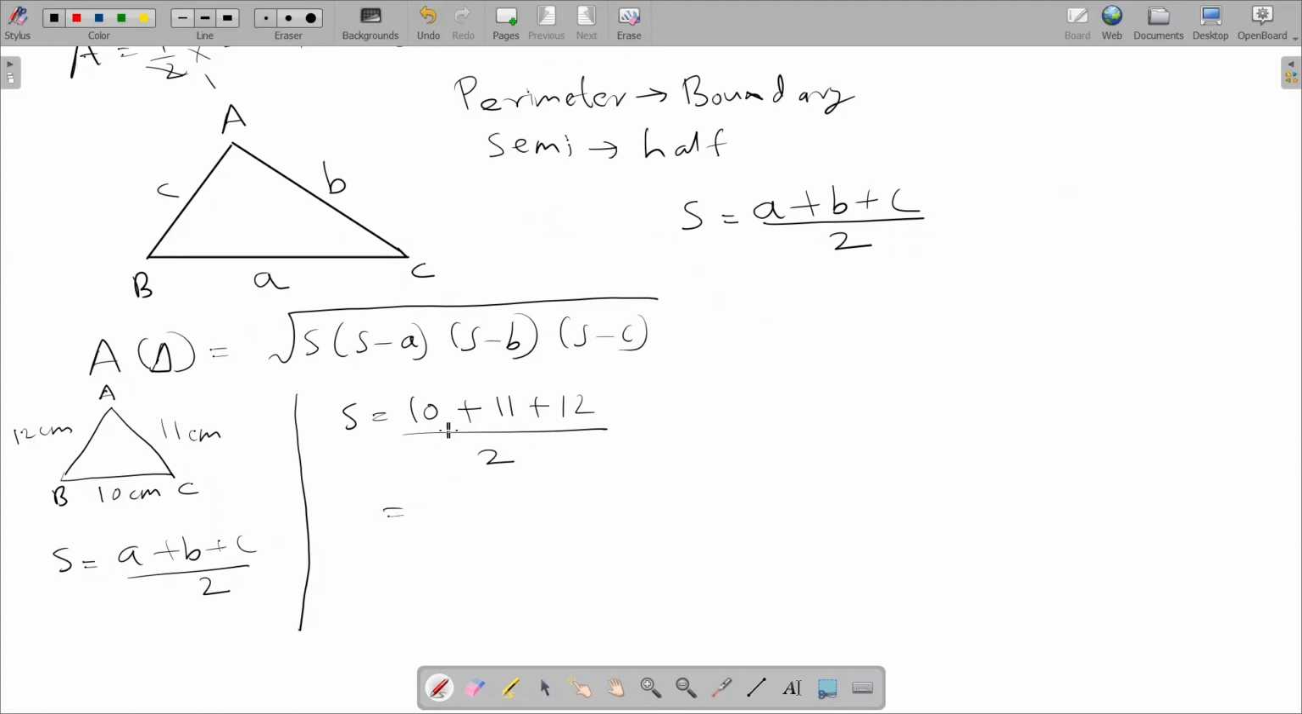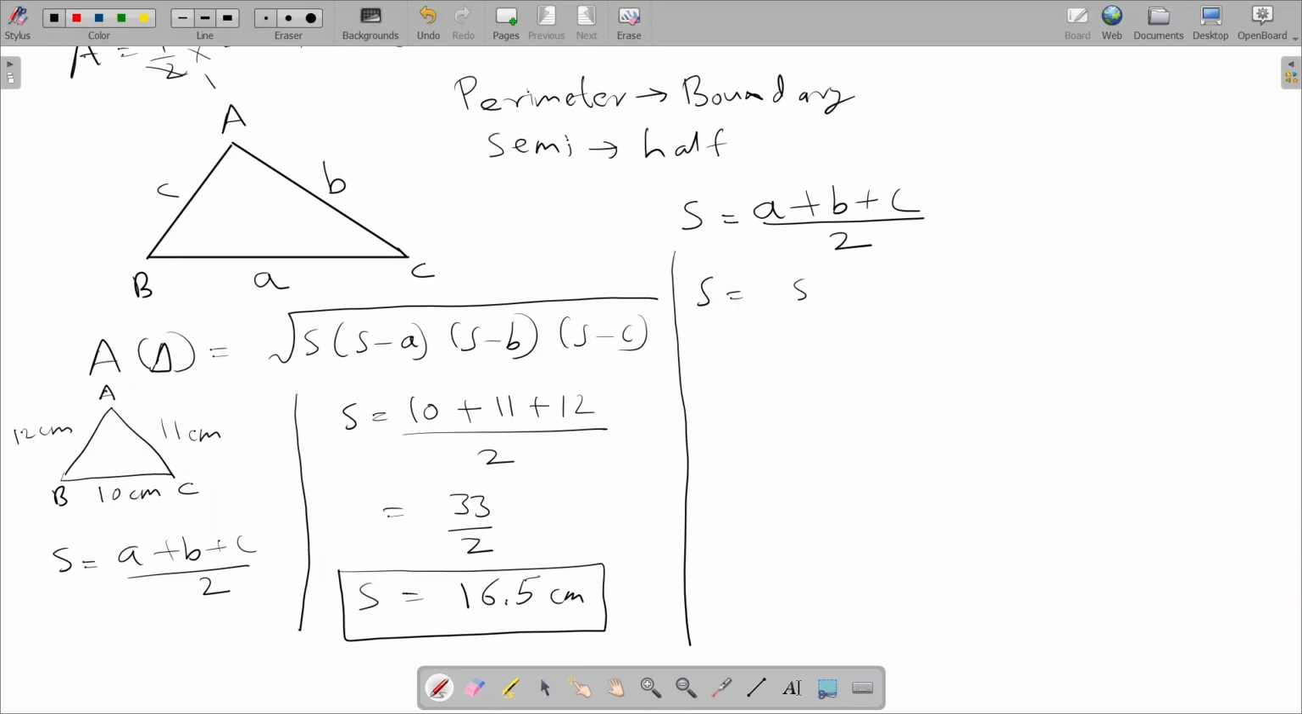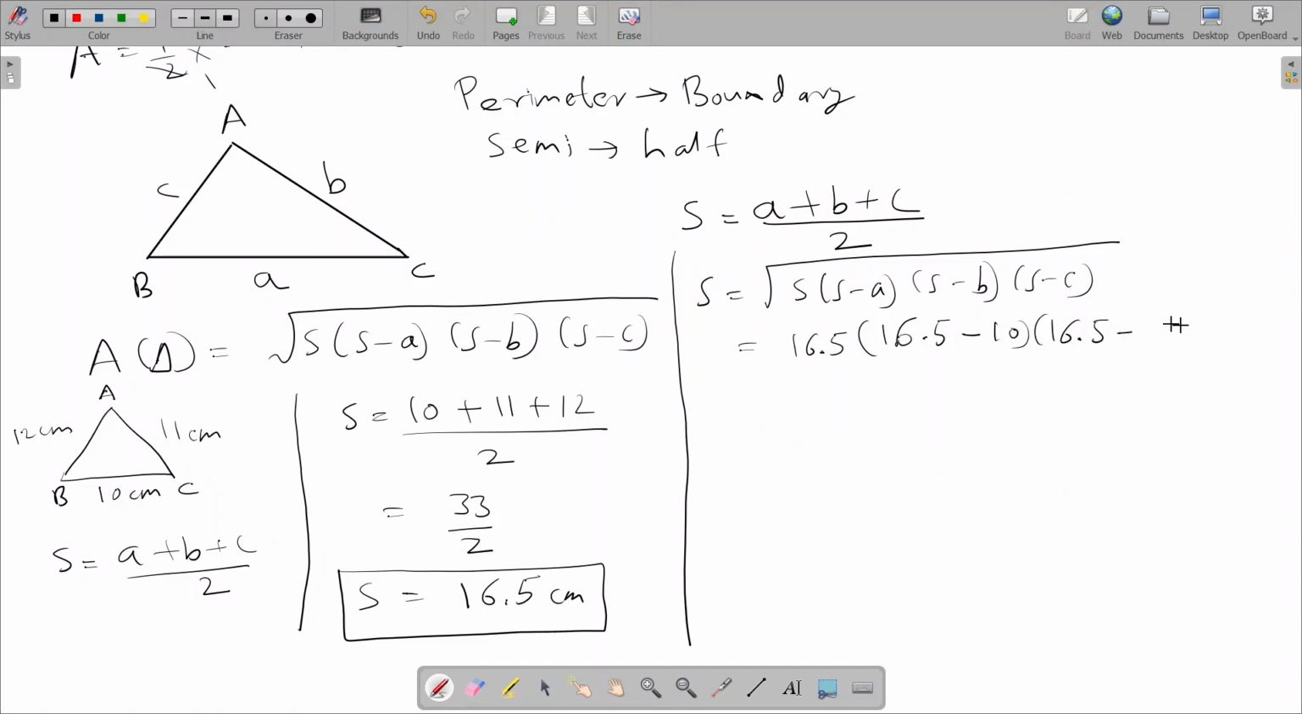So you will have 33 divided by 2. 2 ones are 2, 2 sixes are 12, 16.5 centimeter. We'll get the semi perimeter. Now I have to apply this formula: area equals the square root of S times (S minus a) times (S minus b) times (S minus c). The value of S is 16.5. So 16.5 minus a, where a is 10, 16.5 minus 11, and 16.5 minus 12.